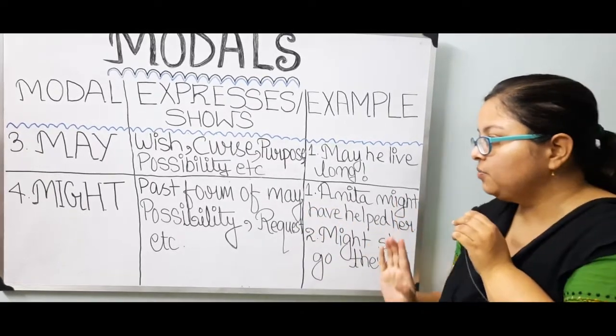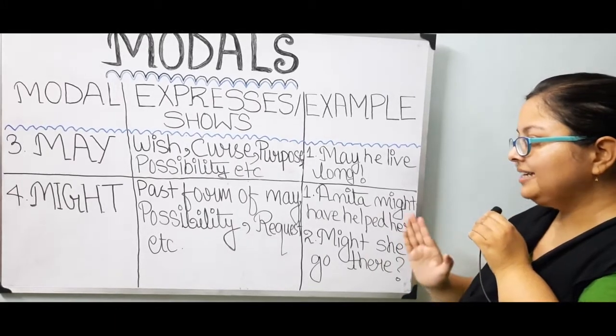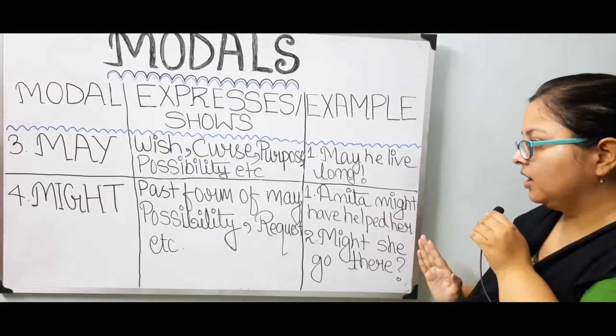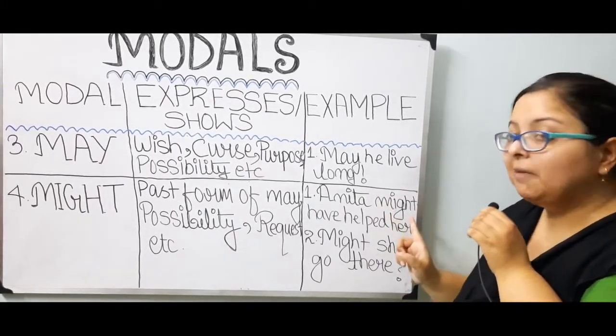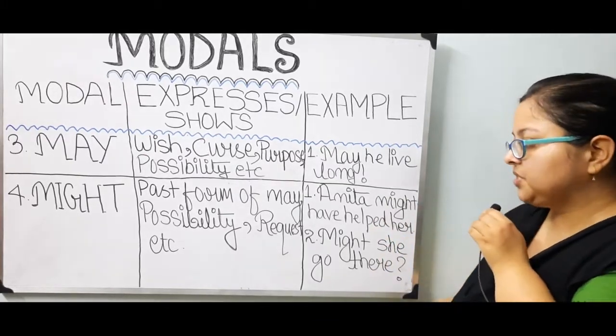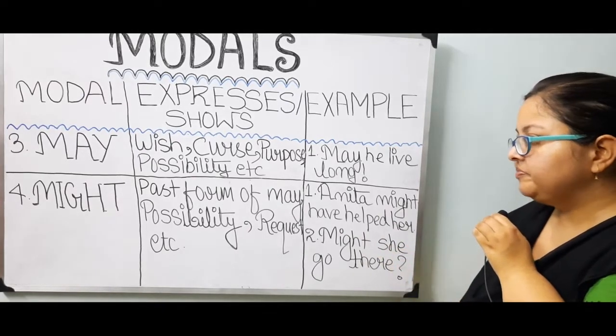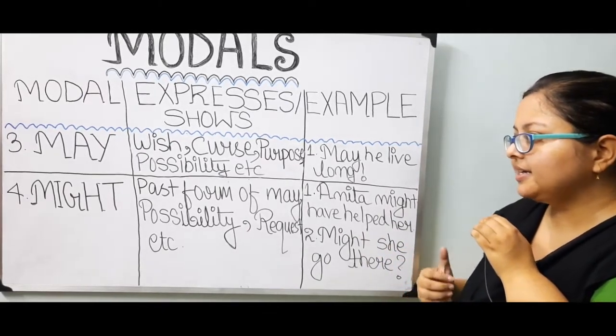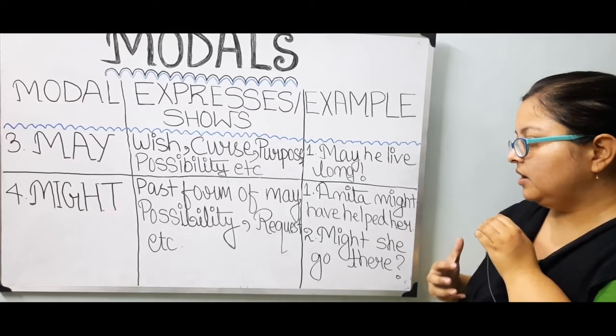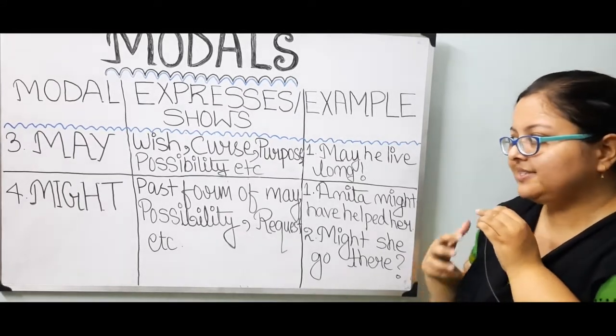Now number 1, Anita might have helped her. Next, number 2, might she go there? Now might she go there is a kind of permission that someone is seeking.